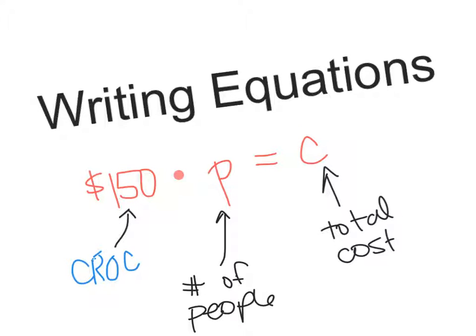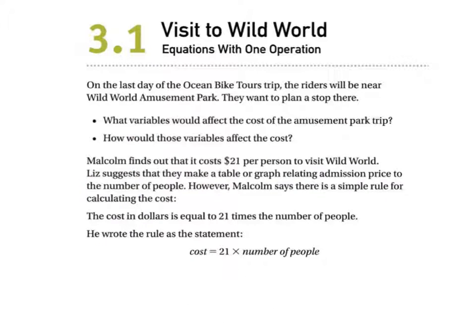In this screencast, we are going to talk about writing equations. So for example, you'll see the equation written on the screen where you have your $150 times your number of people equals your total cost. So let's go ahead and look at problem 3.1.